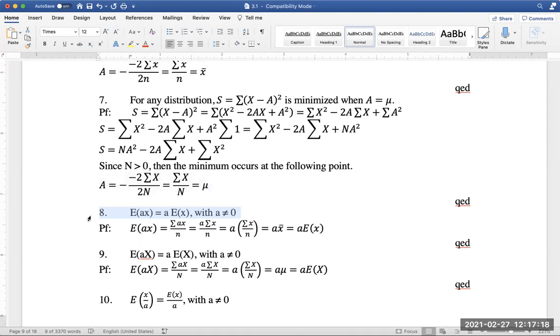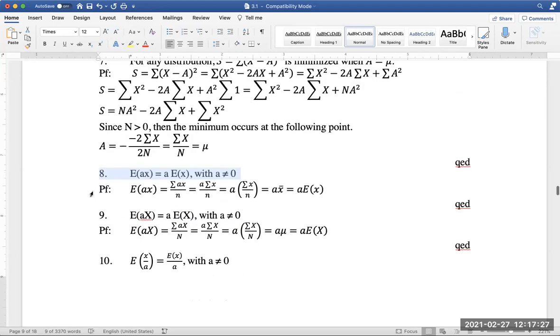So the expected value of aX is a times the expected value of X, where a is some constant not equal to 0. The expected value of aX is just the sum of aX over n. Notice that if you multiply each of your data values by a, you're not changing the number of data values that there are, so n remains the same. By the properties of summation, I can bring the constant a out from the summation. But the sum of x over n is just the sample mean. And that's what I wanted to show.